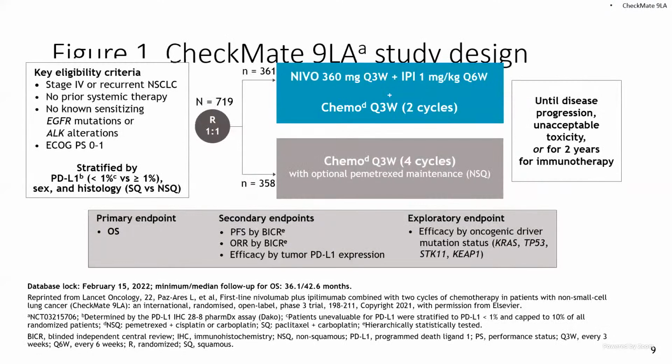So I will discuss Checkmate 9LA, in which nivolumab plus ipilimumab with 2 cycles of chemotherapy was compared with chemotherapy alone. And if it was non-squamous, pemetrexed maintenance was allowed. Again, stage 4 NSCLC, no prior systemic therapy, no EGFR or ALK, PS 0-1 were taken, and 1:1 randomization was done. Next slide, please.